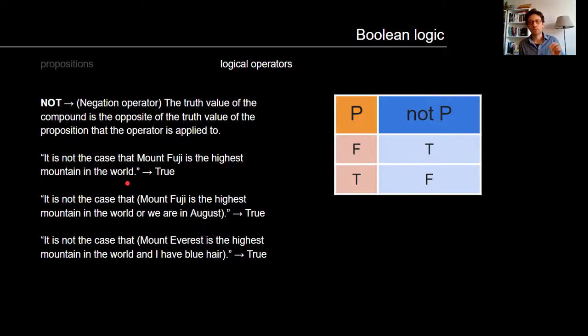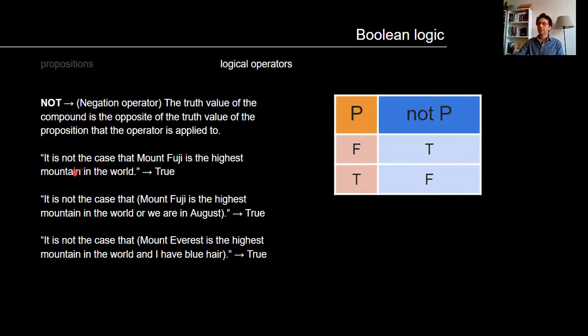Please see that instead of only saying "not," I say "it's not the case that," because it fits better in the English language. I could also say "not Mount Fuji is the highest mountain in the world," but it wouldn't make a meaningful English sentence. So that's how I convert the operator not into an English sentence here. I say, it's not the case that Mount Fuji is the highest mountain in the world.